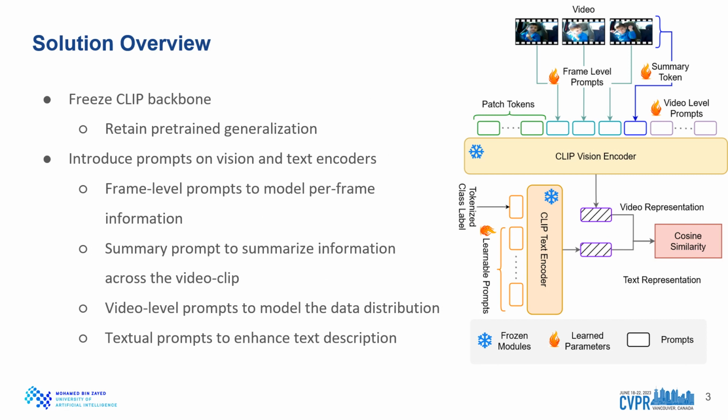For a unified supervised and zero-shot solution, we propose to keep the backbone frozen and then learn multimodal video and text side prompts to adapt the model to videos. We learn frame-level prompts to model per-frame information, summary prompts to summarize information across the video clip, video-level prompts to model the data distribution, and textual prompts to enhance text description. And this is our solution to adapt CLIP to videos.